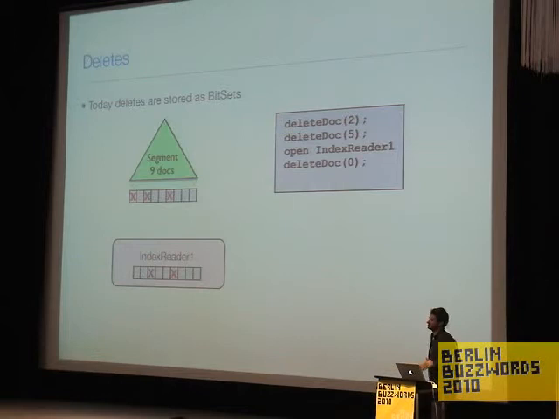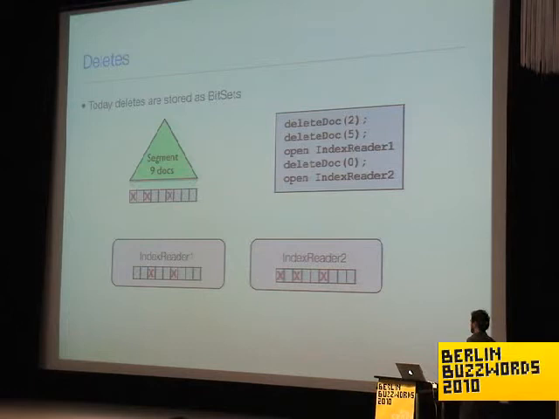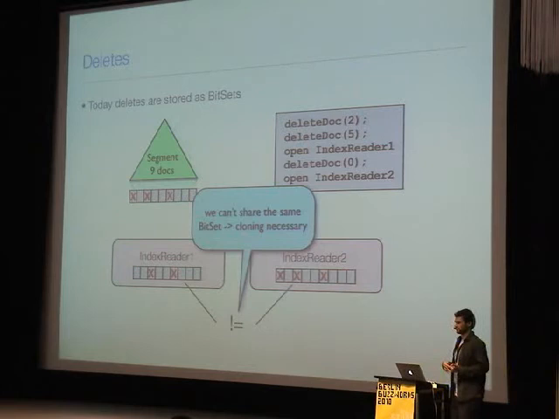But if you open another index reader, that one actually should now see the document as deleted. So now suddenly you have 2 bit sets here that don't match, right? So the only way to make this work with bit sets is actually to clone them. So every time, and that's actually what's happening today, if you call getReader, the near real-time search feature.